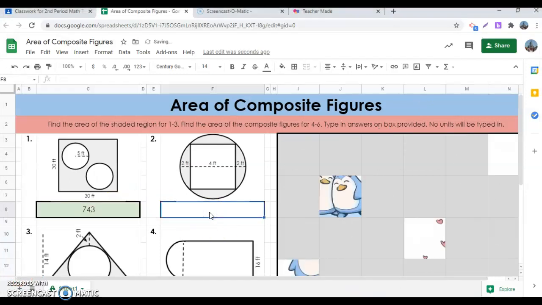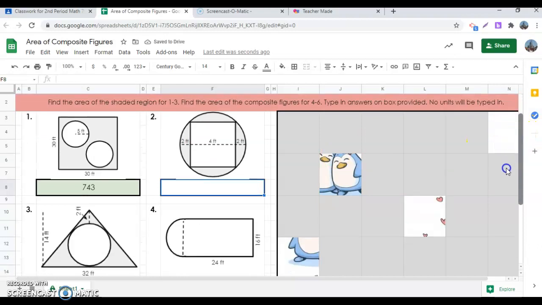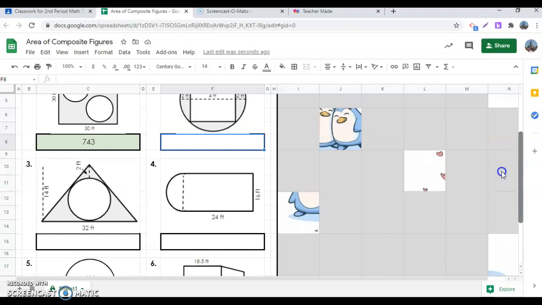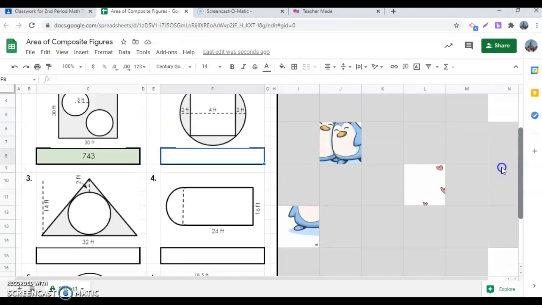And you see how it's going to give me a green, and there's a picture starting to form. So that's correct. If it's wrong, it's going to give you a red, meaning that it's wrong. So you want to make sure you go back and fix it. All right. And then for 4, 5, and 6, you're just finding the area of the composite figure in total.